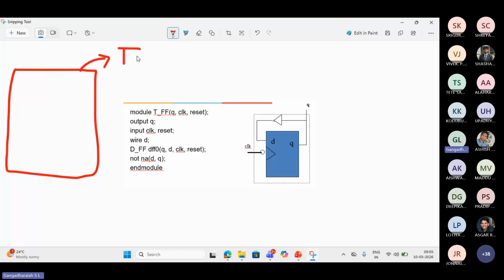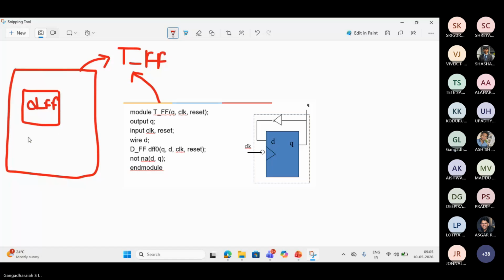Let us say T underscore FF, I call it as my top level. Okay, see, all the naming conventions are not like industry. Of course, you go for meaningful names for IOs and all, it helps a lot. See now, already I have a module for DFF previously. I bring in that DFF here. That DFF, I think D underscore FF, is already available to me. We have seen it in the previous case.